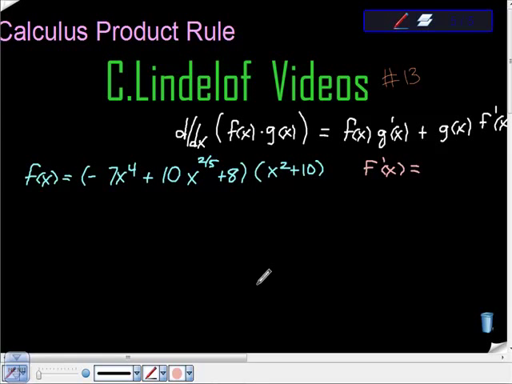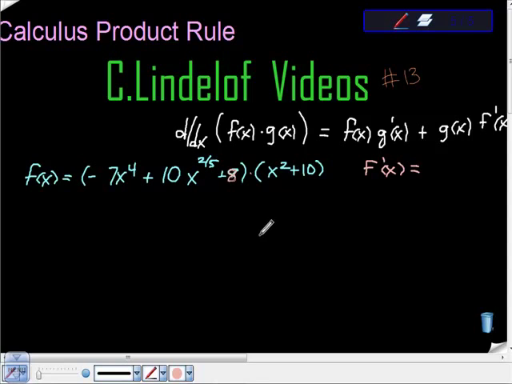Okay, see Lindelof videos, calculus, the product rule number 13. And this is what we have. We have a function, f of x, which is a composite of two functions. This function right here multiplied by the second function. This is supposed to be an 8. Sorry about that. So there's my 8.